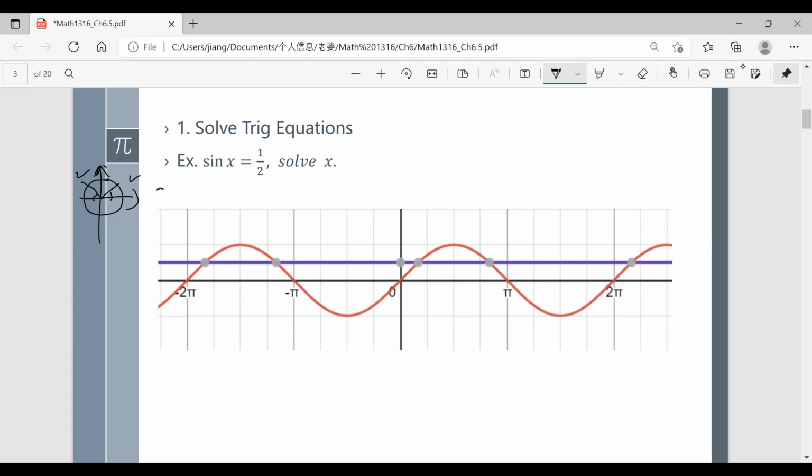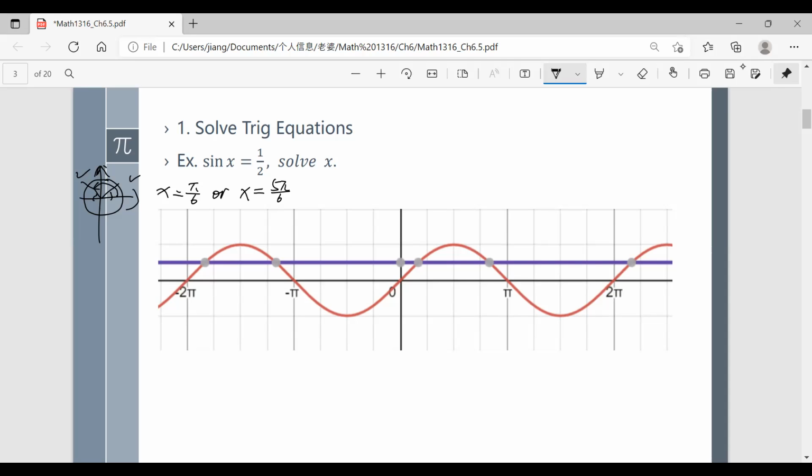That means x in one full period from 0 to 2 pi, x could be pi/6, or x could be this angle from here to here, which is pi minus pi/6, that is 5 pi/6. So how about other solutions?